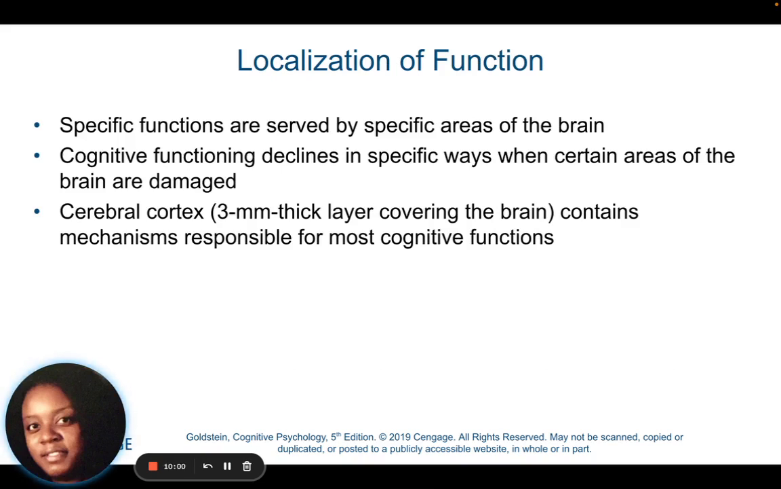Localization of functioning occurs when specific functions are serviced by specific areas of the brain. So this is brain localization. As we age, our cognitive functioning tends to decline in specific ways when certain areas of the brain are damaged. There's been lots of research to show that as people age, cognitive functioning can decline. The cerebral cortex contains mechanisms that are responsible for most of our cognitive functioning. So the idea is that the cerebral cortex is not able to function in the way it always has the rest of your life.